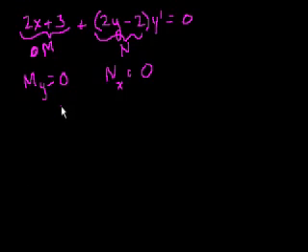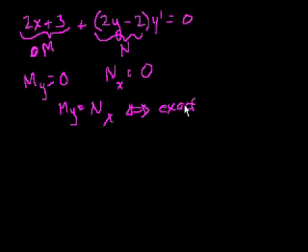But we do see that they're both 0, so M sub y, the partial with respect to y, is equal to the partial of N with respect to x. So this is exact. Actually, we don't have to use exact equations here. We'll do it just so that we get used to it. If you looked here, you could have figured out that this is actually a separable equation. But anyway, this is exact.